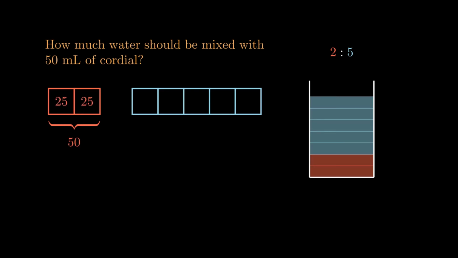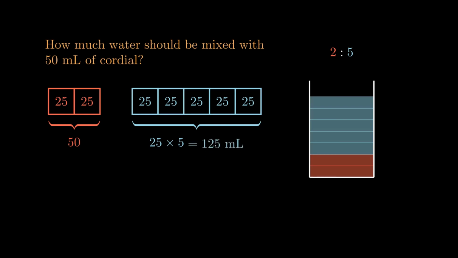Now remember, ratios are built to make a fair comparison. So even though I've color-coded the bits to represent the cordial and water, it's really a level playing field. All of the bits across the whole picture are the same size, meaning that they all hold 25 ml as well. So how much water do we need then? Well, the water is worth 5 of these bits, and each one holds 25 ml, so we can just do 25 times 5, and we get 125 ml. Okay, so that's how we play with these ratios. If we know some given quantity, once we work out how much each bit is worth, we can usually just multiply to see the amount we're looking for.